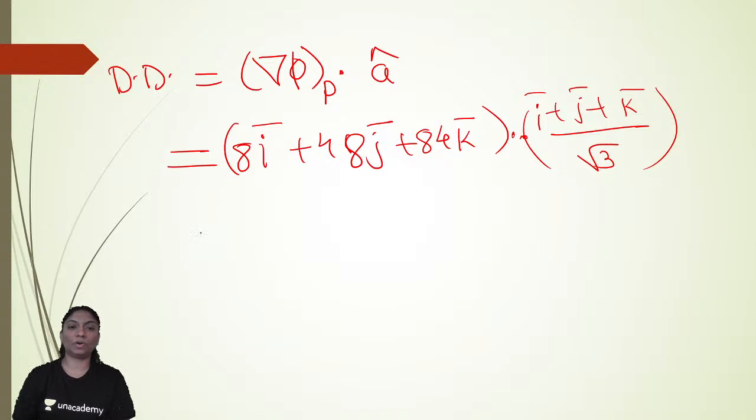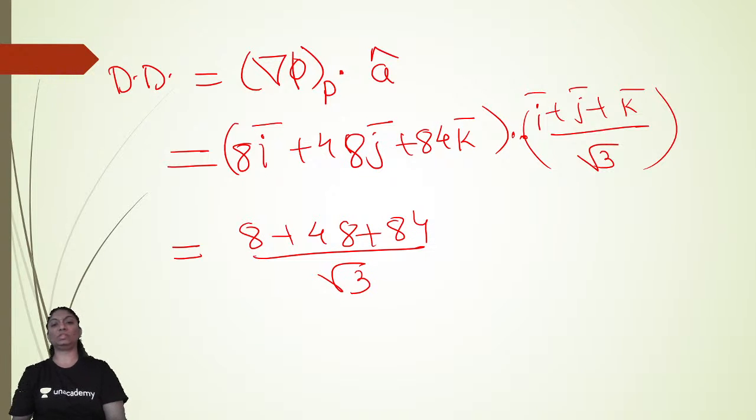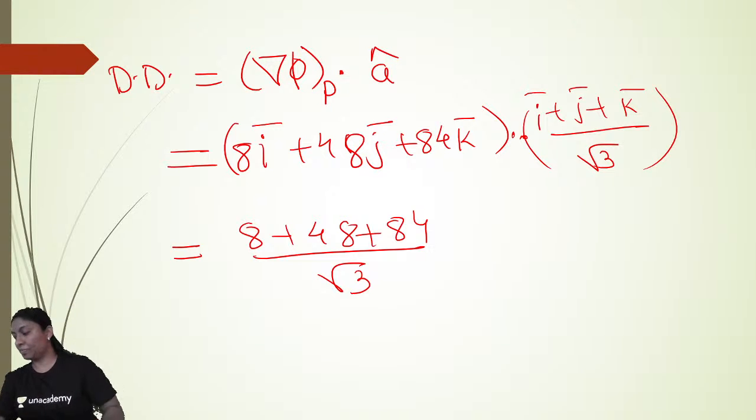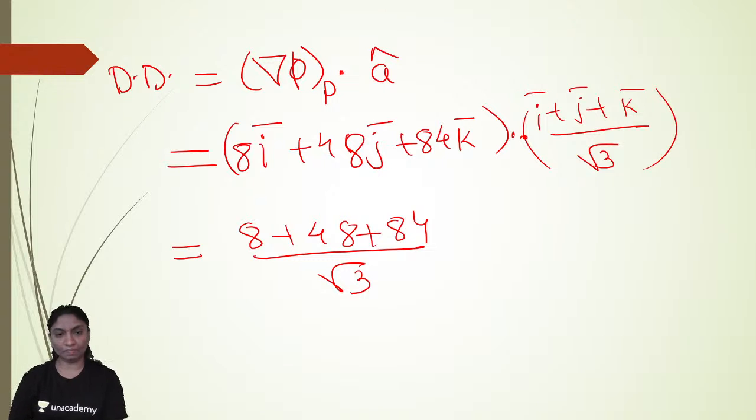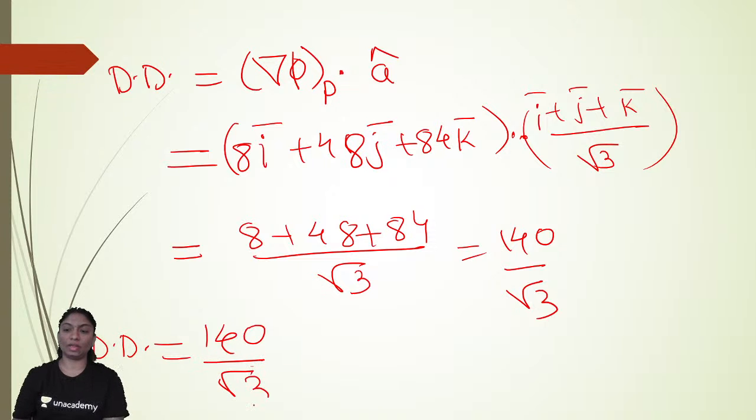Okay. So the dot product is equal to (8 into 1) 8 plus 48 plus 84 upon root 3. Okay, 48 plus 8 plus 84 by root 3. So you will get here 140 by root 3 is the directional derivative for the given function phi.